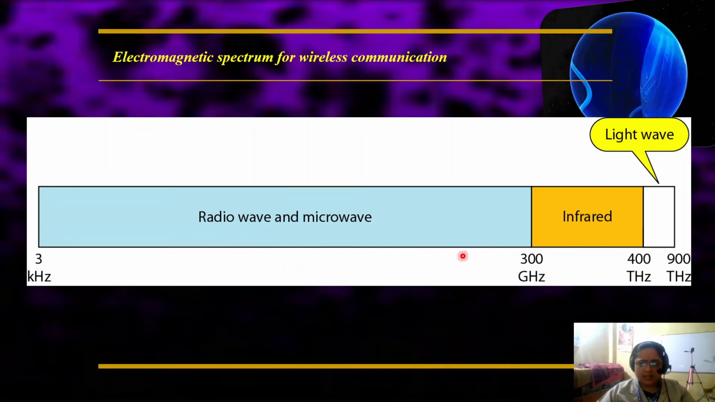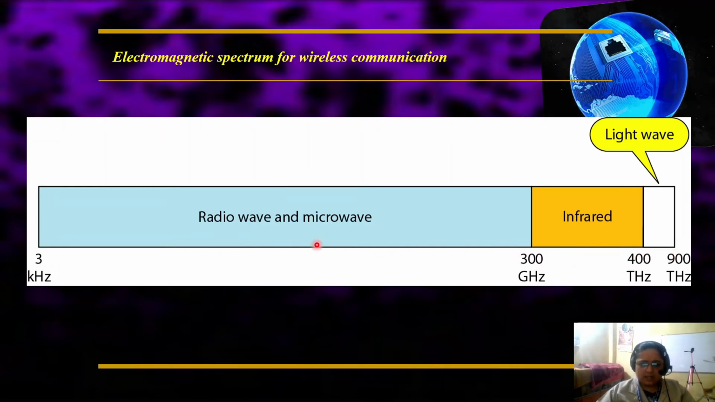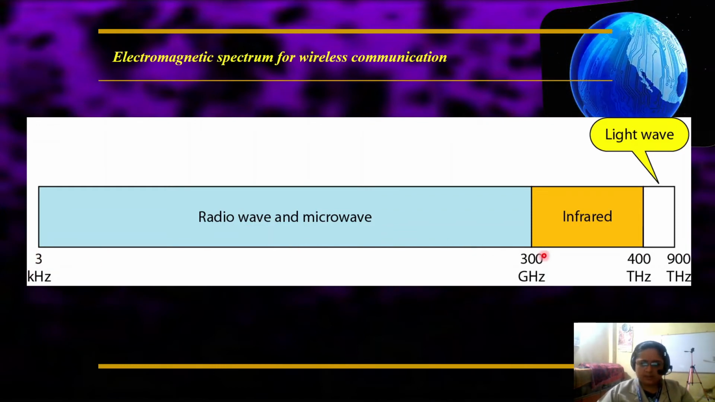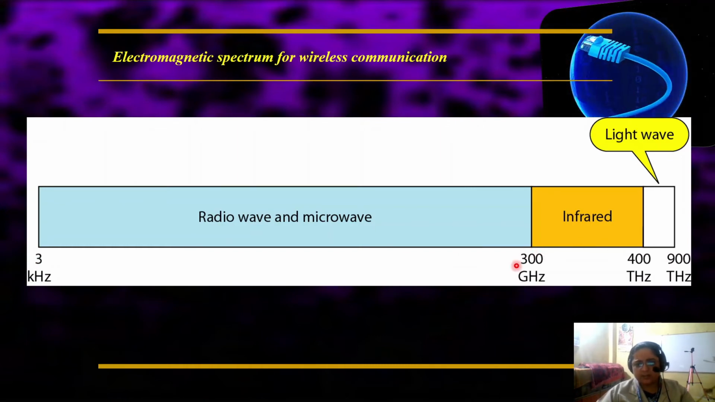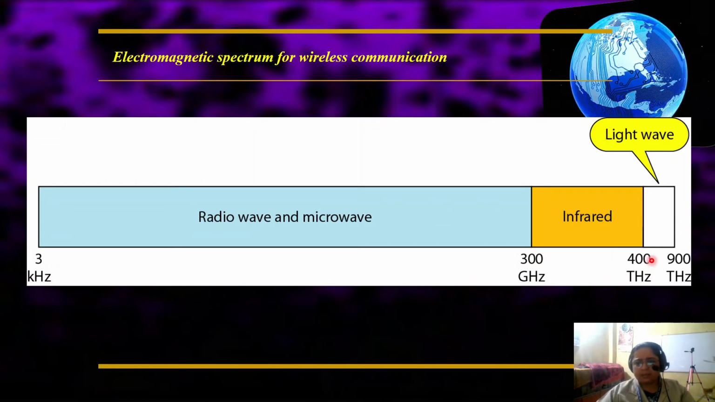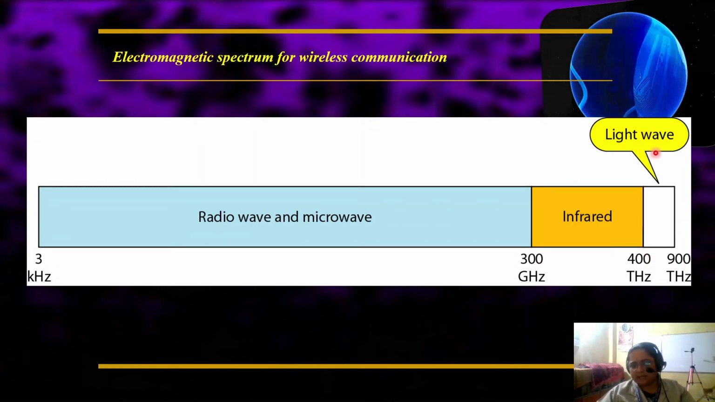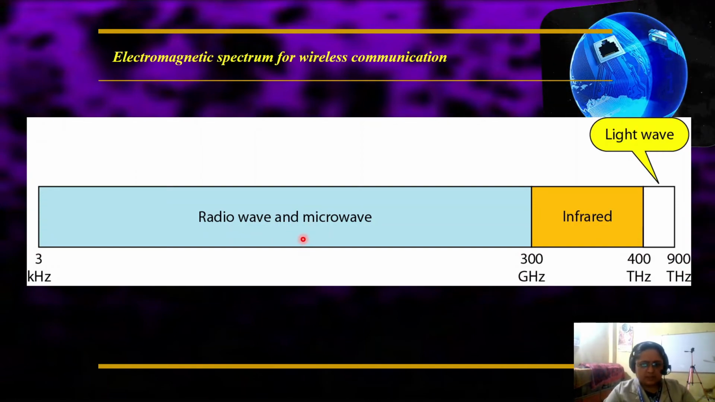So here we have radio waves and microwaves which vary between 3 kilohertz and 300 gigahertz. Then you have infrared which varies between 300 gigahertz and 400 terahertz. And between 400 terahertz and 900 terahertz we have the light wave. So now let's see how it works.